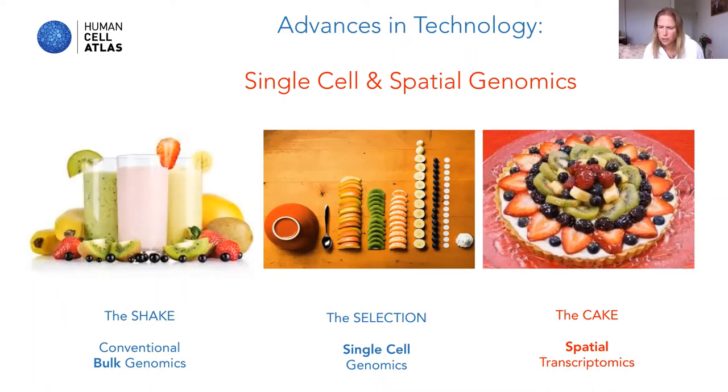But of course, what we want to get to is the cake, the fruit cake. We want to understand human tissues in terms of their three-dimensional, or maybe even four-dimensional if you add changes over time, organization, but we want to do that at the single cell level. And so that's where spatially resolved genomics methods, high throughput methods, come in. So it's really the combination of the single cell genomics with the spatial methods that allows us to atlas individual tissues and to achieve that atlas with that coordinate system like you would have in a map.